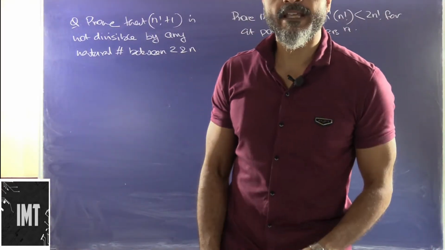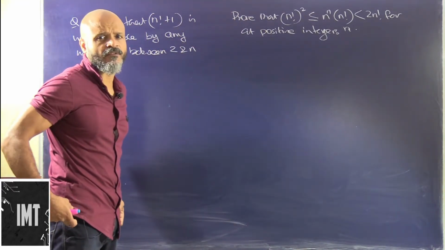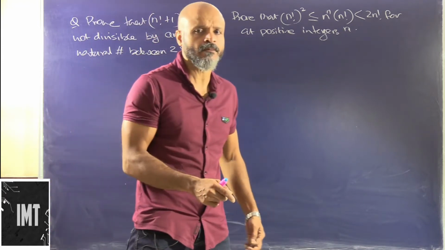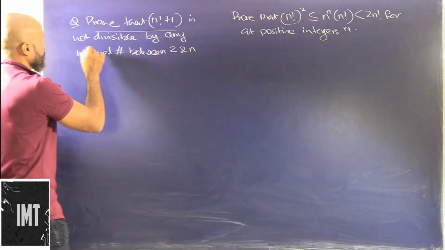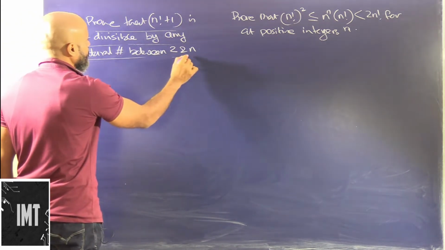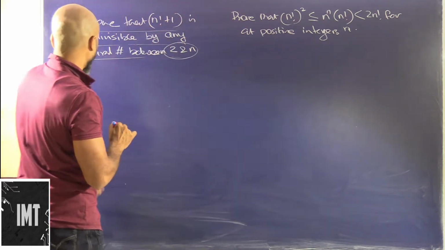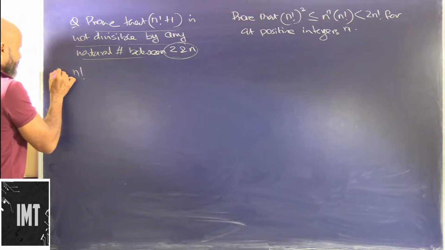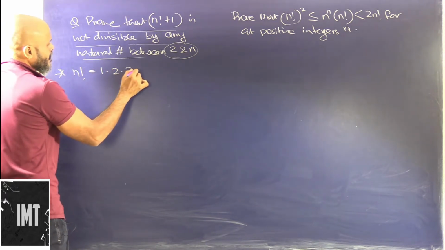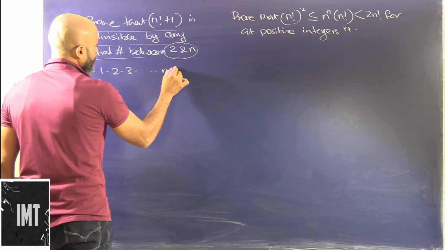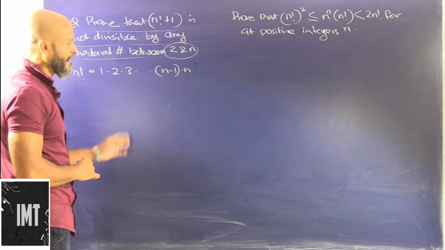Okay, so we basically have these two problems again on factorials, and we will finish off with factorials with these two problems and move on to permutations. So pay attention here. Prove that factorial n plus 1 is not divisible by any of the natural numbers between 2 and n. Now what basically is factorial n? Factorial n is 1 into 2 into 3 till n minus 1 into n. That is basically factorial n.